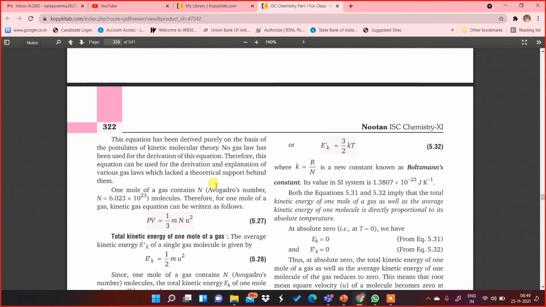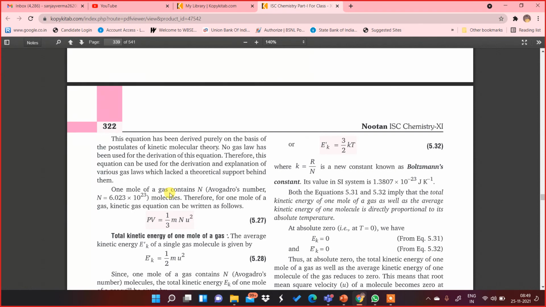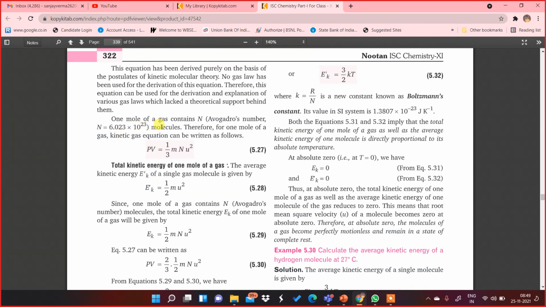Now this equation has been derived purely on the basis of the postulates of the kinetic molecular theory. No gas law has been used for the derivation of this equation. Remember that. Therefore, this equation can be used for the derivation and explanation of various gas laws which lacked a theoretical support behind them. Now, if you take 1 mole of a gas containing Avogadro's number of molecules, the kinetic gas equation can be written in this form also: 1 by 3 m capital N, that is Avogadro's number, into U square.